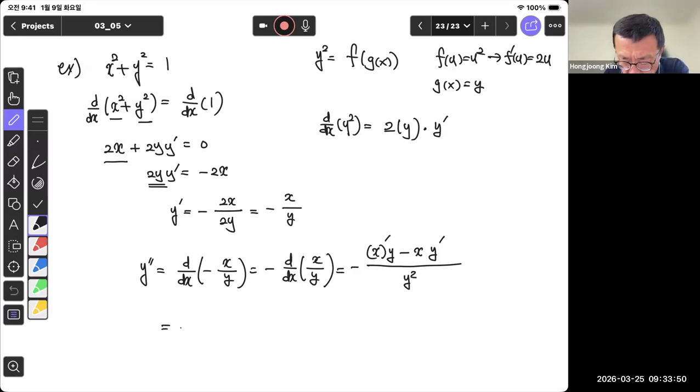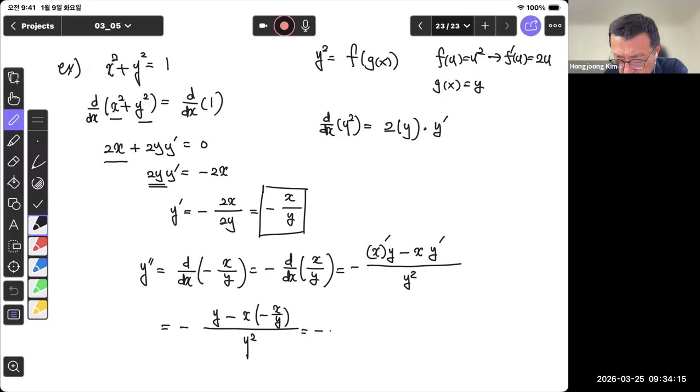Now x prime is 1, so the first term in the numerator will be just y minus x times y prime. Y prime was negative x over y, over y squared. So we get y plus x squared over y, over y squared.